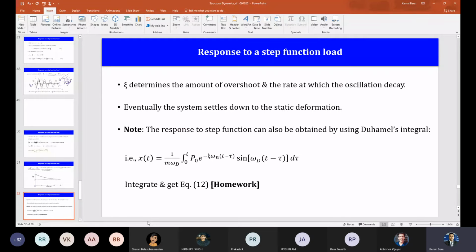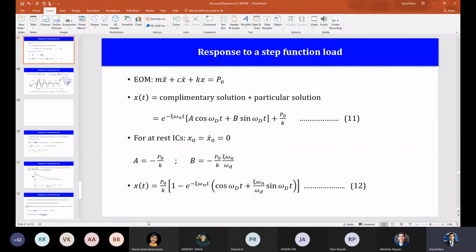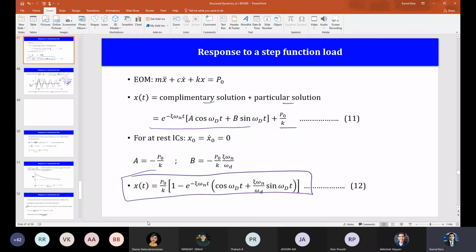As I already told, it can be obtained. You see the note, and you can do it as homework. The response that you obtained, let me go back. This expression we obtain using our classical approach, the complementary solution plus the particular solution. This is complementary, this is particular. Then you substitute the at-rest initial conditions, you obtain A and B, and then you obtain this.